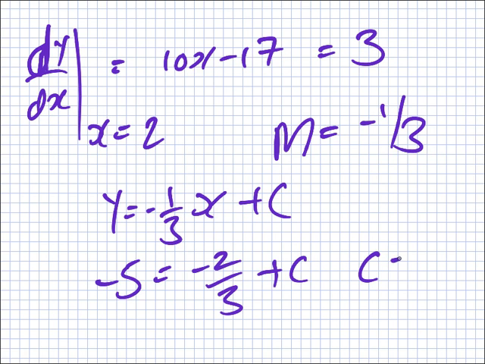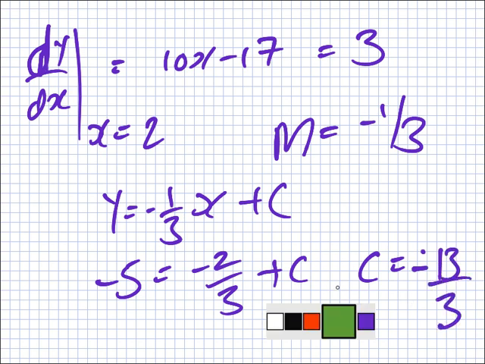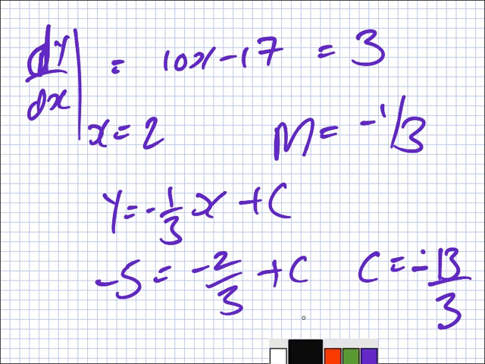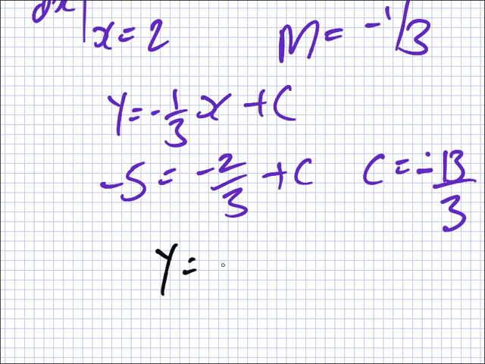So c is minus 5 plus 2 over 3, is minus 4 and a third, which is what, 13 over 3? Isn't it? So c is minus 13 over 3. Yeah. So we're finished. We just need to present our answer in the form that they want.